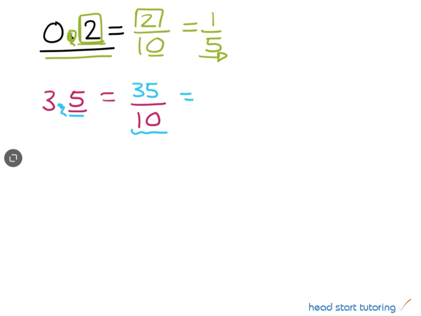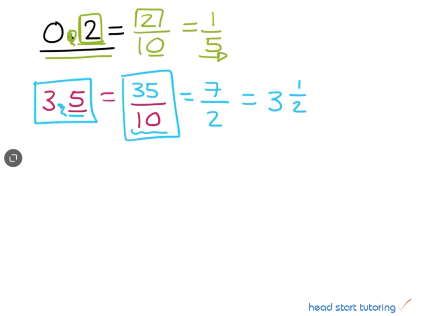So let's divide both 35 and 10 by 5. 35 divided by 5 is 7, and 10 divided by 5 is 2. So we end up with 7 over 2, which is your simplified fraction, and it is an improper fraction, so we can convert it to a mixed number. So 2 fits into 7 3 times. 3 times 2 is 6, so there is a difference of 1 over 2. So 3.5 or 35 over 10 is equal to 7 over 2 as a simplified fraction, or 3 and a half.